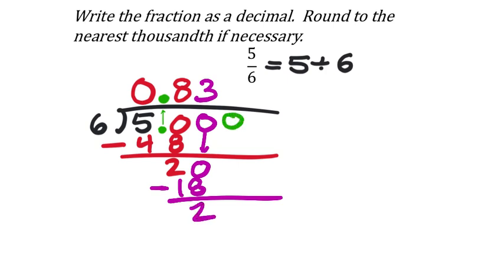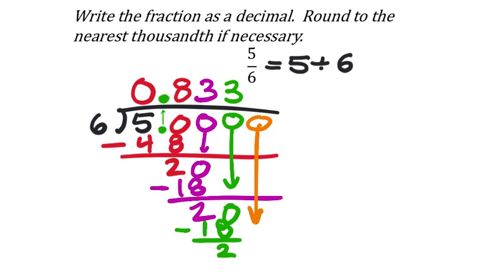But again, I can tack on another 0 to my 5 and make this now 20 again. 6 will go into 20, yep, 3 times. And yes, there's a pattern emerging here. We'll keep showing it though. 3 times 6 is 18. When I subtract this, 20 minus 18 is 2. Tack on another 0 and drop it to make this 20. Yeah, 6 will go into 20 3 times.